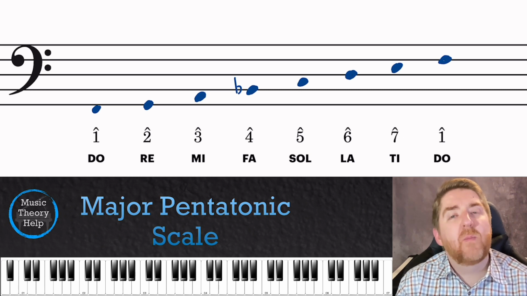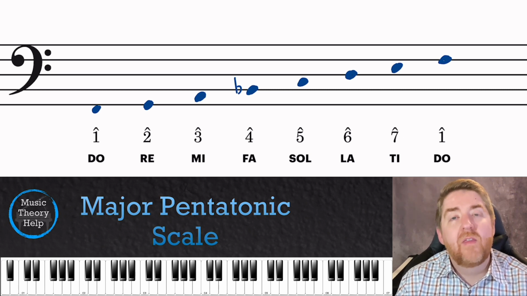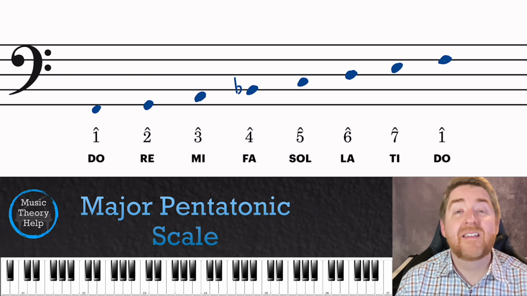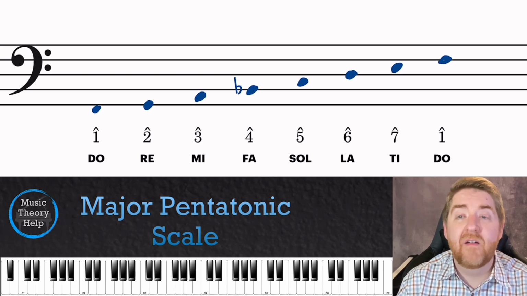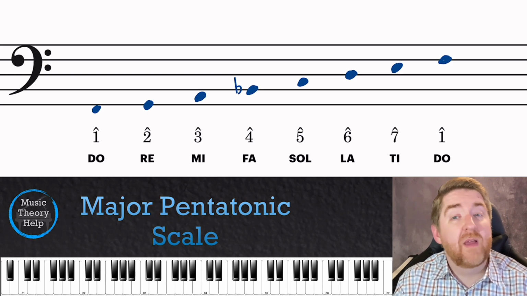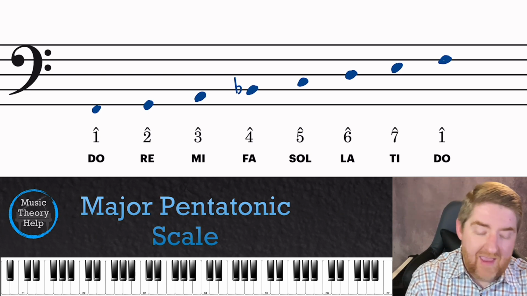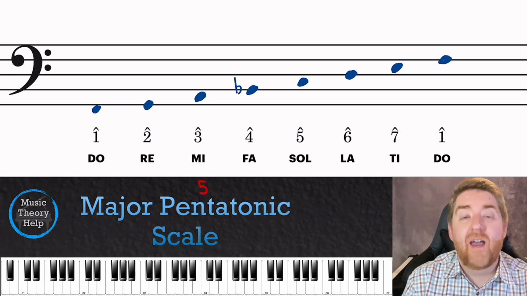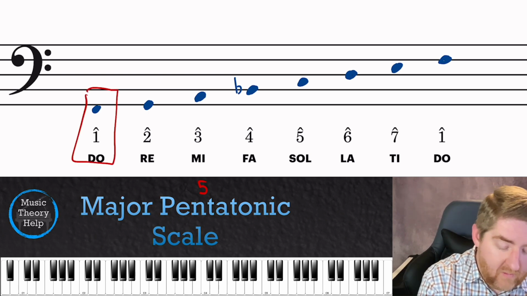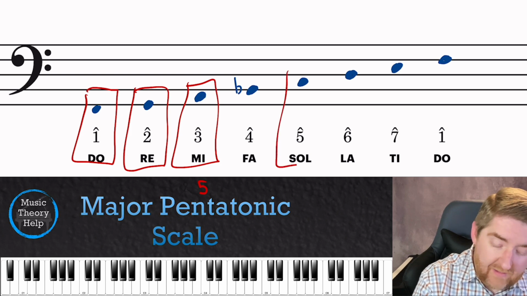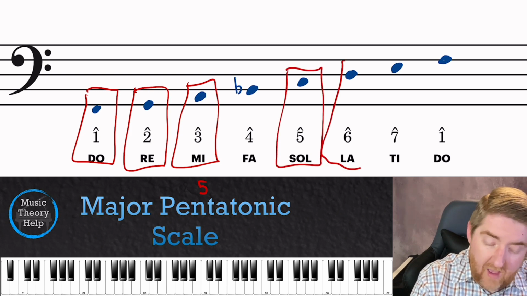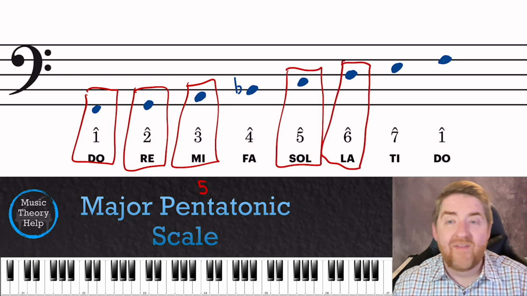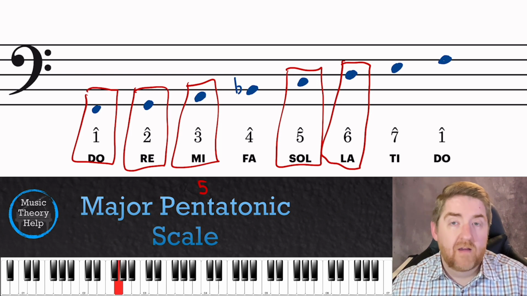Let's learn about the major pentatonic scale. The major pentatonic scale is a subset of the major scale. It uses some of the notes of the major scale, but not all of them. It actually uses 5, penta meaning 5. And the 5 that are used are do, re, mi, so, and la. That's 1, 2, 3, 5, and 6.